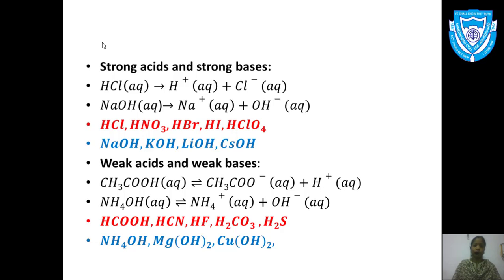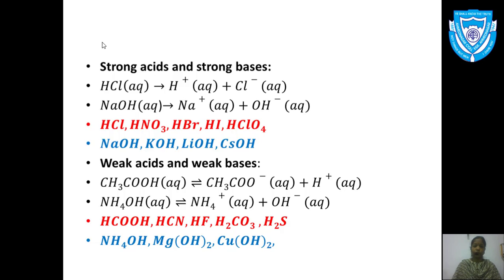The examples of strong acids are HCl, HNO3 nitric acid, HBr, HI hydroiodic acid and perchloric acid HClO4. The examples of strong bases are sodium hydroxide, potassium hydroxide, lithium hydroxide LiOH, cesium hydroxide CsOH.